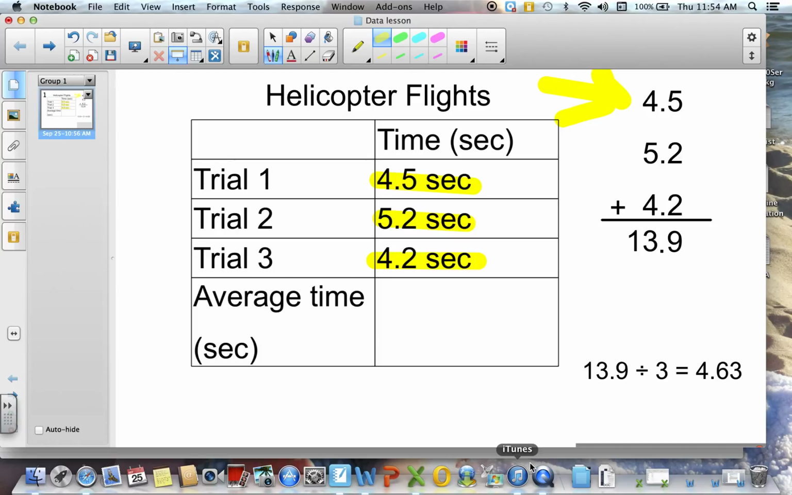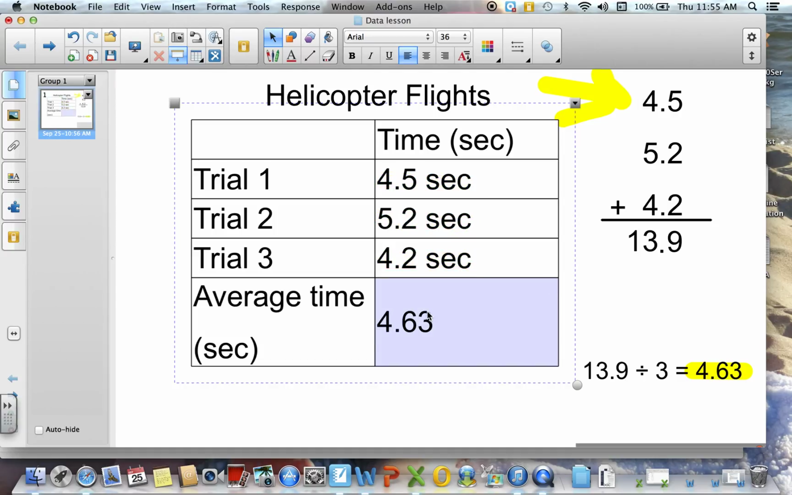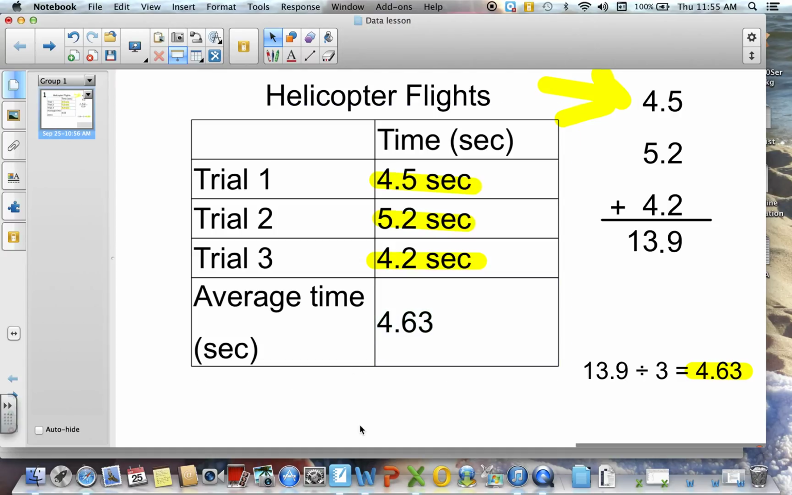And the reason that we do that is because we took 3 separate times. So if we take the total sum of all 3 of those times and we divide them by 3, then the answer that we get, and down here it's 4.63, is going to be sort of in the middle of all 3 of our trials. It's right in the middle of all the different data that we collected. So in this case, I would be able to go ahead and type 4.63 for the average time.